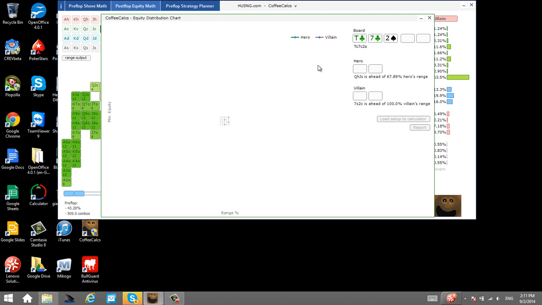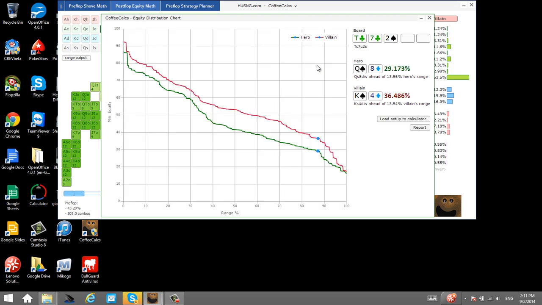What this ends up giving us is an equity distribution chart. And there we go. How this works is that on the left is the amount of equity each hand has, and on the bottom is the strength within your range. At 0, you have the strongest hands in your range, and at the end, you have the weakest hands in your range. So you can see how the different hands in your range stack up against your opponent's range.